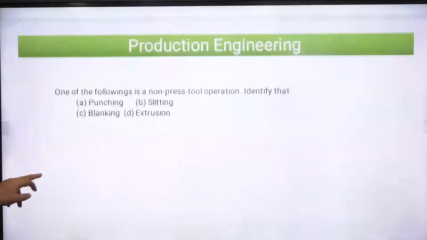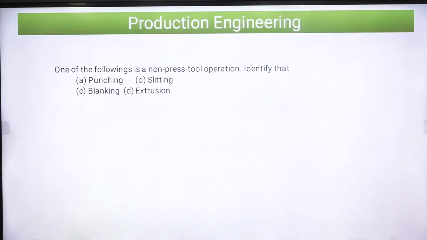Okay, so go to the next one. One of the following is a non-press tool operation. Identify that. Which one of these is not a press tool operation? That is what you are supposed to identify.